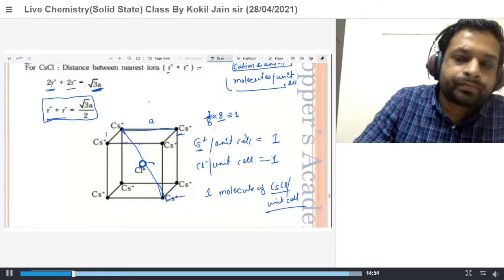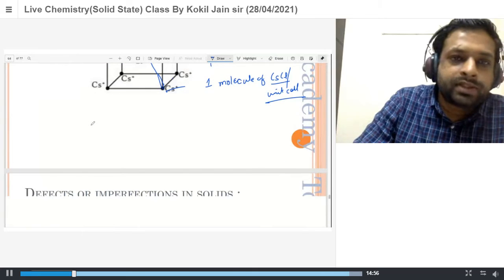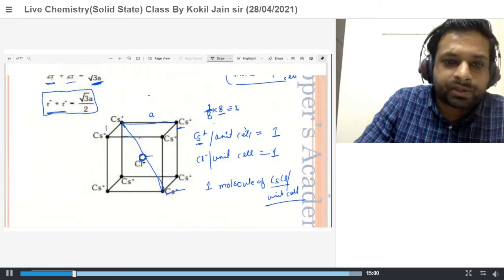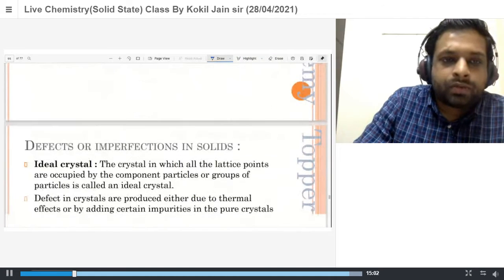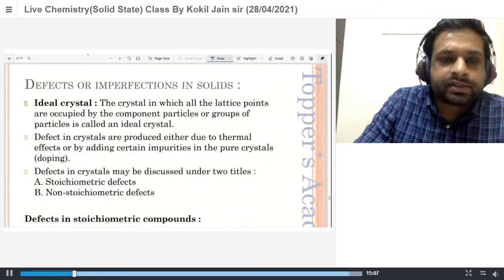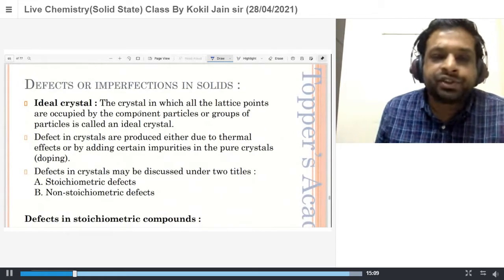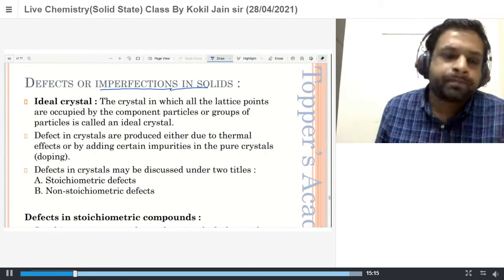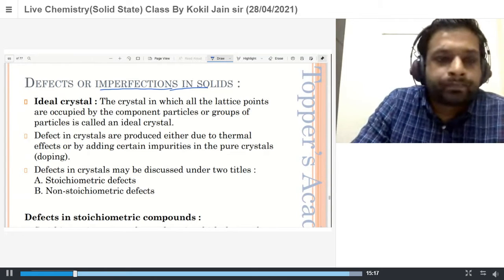This is what we were going to see about these two types of structure. Now let's see what the different defects or imperfections in solids are. Imperfections in solids.